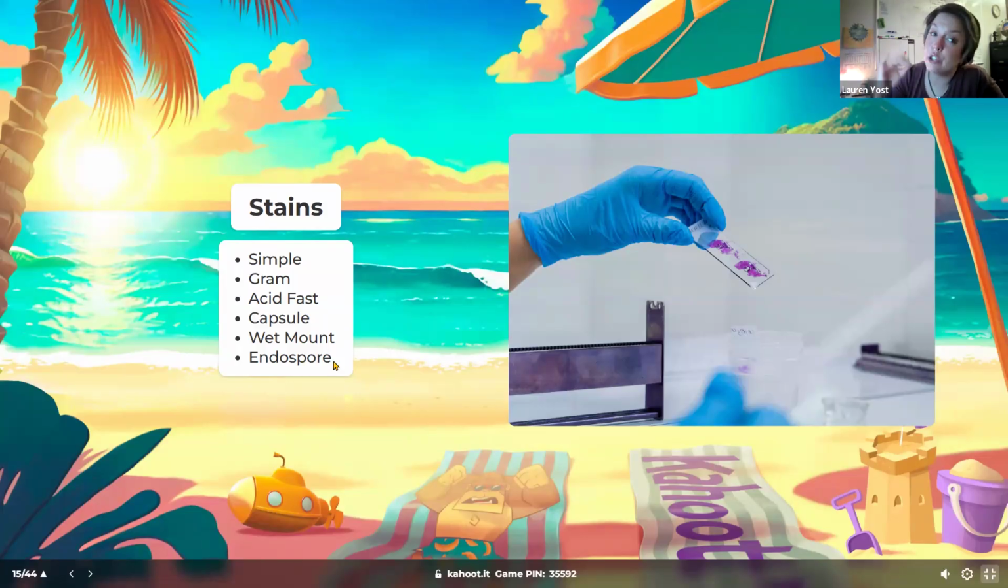And then we will counter stain with safranin on that one, just so we can see the difference between that teal blue and the red. If you were red, you were vegetative. If you had that green tint on the inside, then you were an endospore. And that's generally how that stain worked.